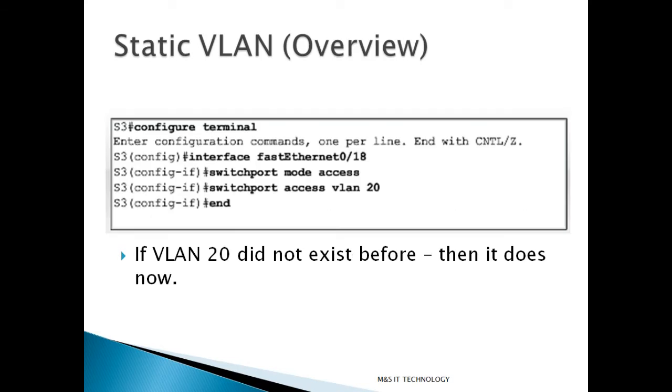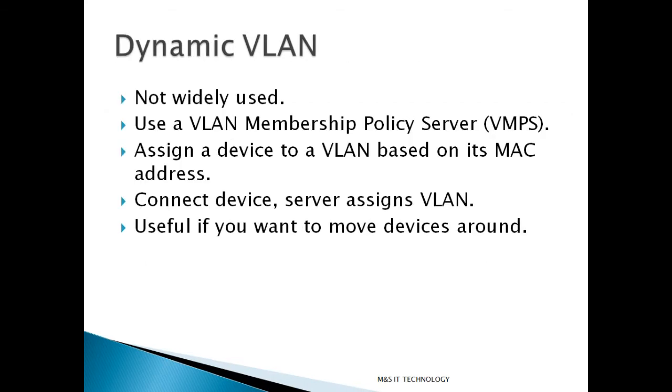Static VLAN overview. This is an overview of the commands for creating VLANs. If VLAN 20 did not exist before, then it does now. Dynamic VLAN. Not widely used. Use a VLAN membership policy server, VMPS. Assign a device to a VLAN based on its MAC address. Connect the device, and the server assigns the VLAN. Useful if you want to move devices around.